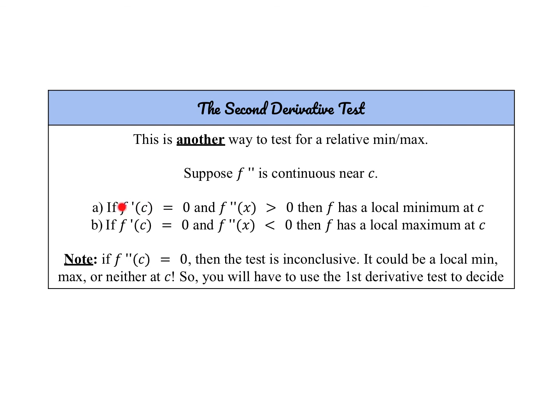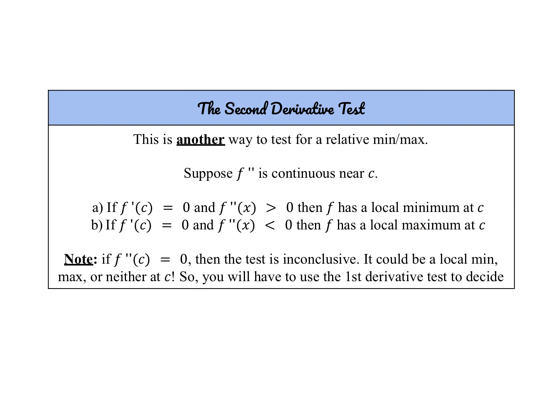So first, we do need to make sure that the first derivative is equal to 0. And then if at that point the second derivative is greater than 0, meaning that it's concave up, then f has a local minimum at that point. And if f prime of c, again, if your first derivative is equal to 0 and your second derivative is less than 0, meaning concave down, that means you have a local maximum at that point.